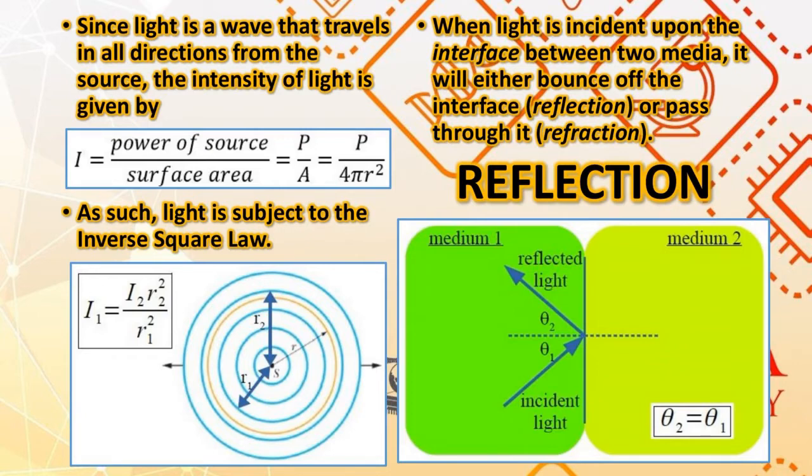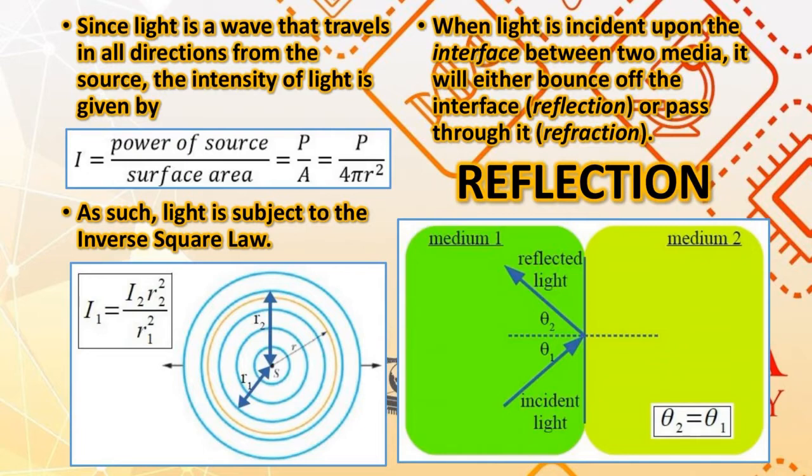When light is incident upon the interface or border between two media, for example, medium 1 and medium 2, the light will either bounce off the interface, you have reflection of light, or it will pass through the interface, you have refraction of light. And of course, you can have both things happening at the same time. When light strikes an interface, part of it will bounce off and part of it will pass through the interface.